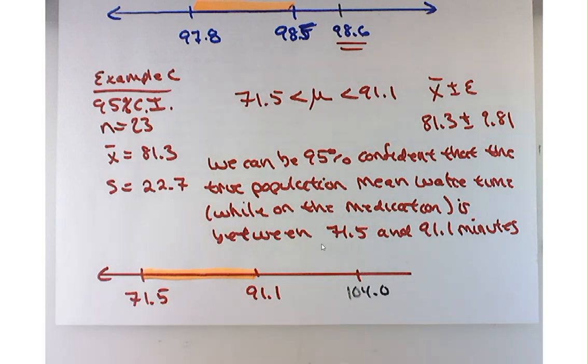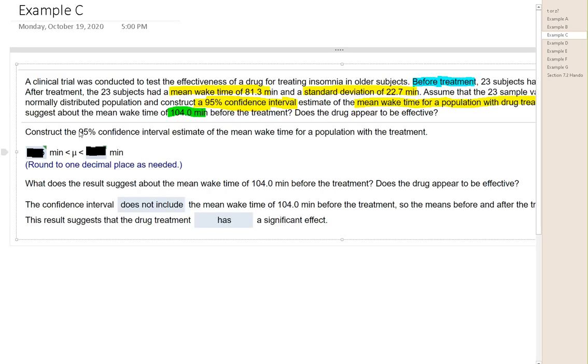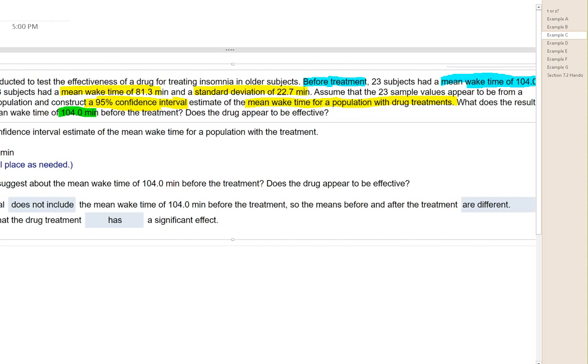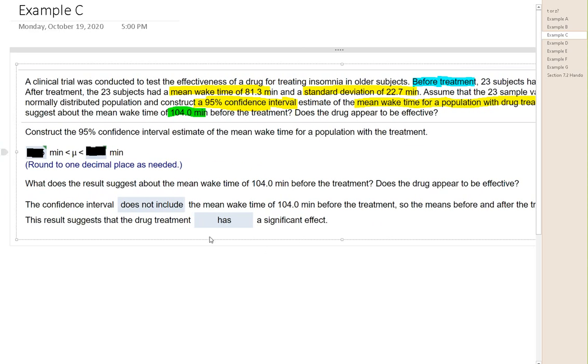So that would be your conclusion for the last part here. It says the confidence interval does not include the mean wake time of 104.0 minutes before the treatment. So this means the before and after treatment are different. The results suggest the treatment has a significant effect. So beautiful. All right. We'll talk about wake time in a little bit. When we finish this section, we'll talk about it relative to, I don't know, daylight savings time, which is messing with everyone's biological clock at the moment.